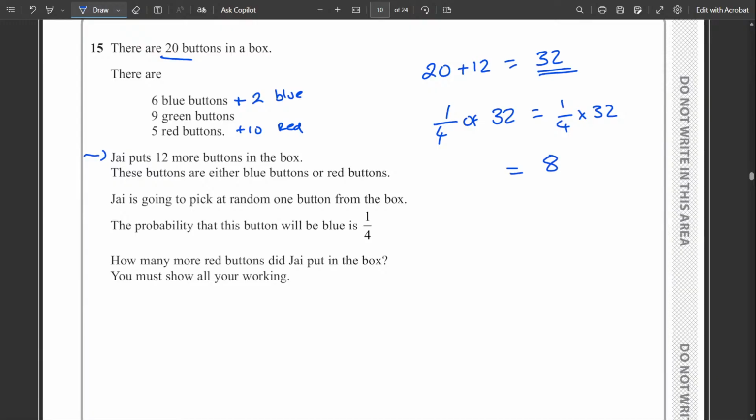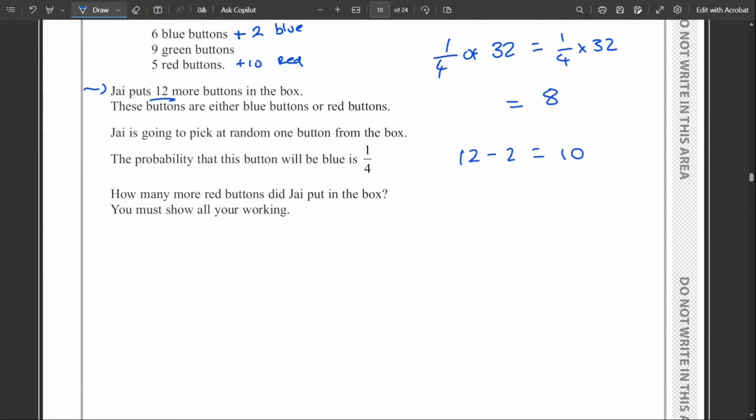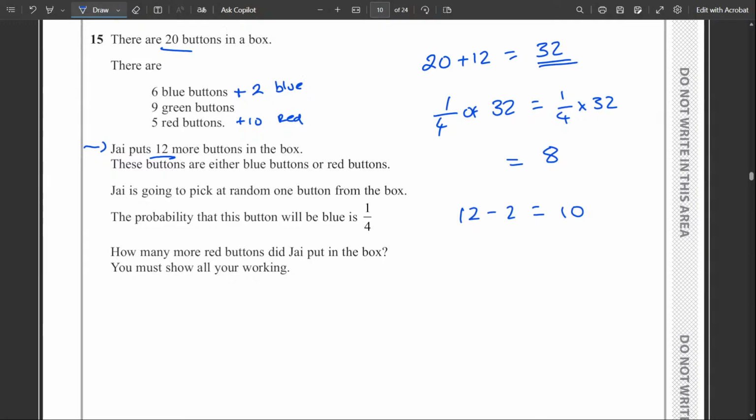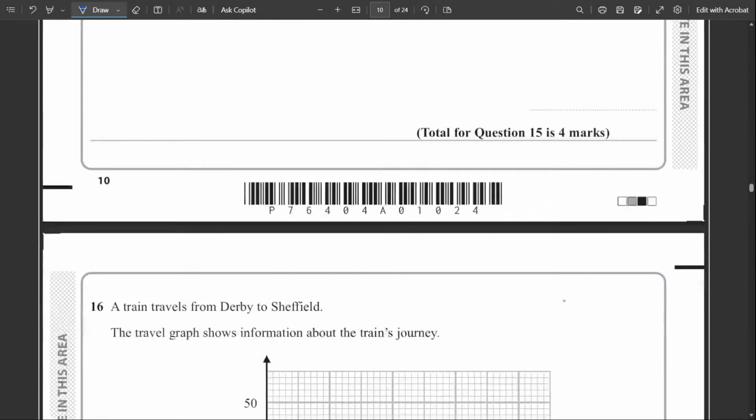Okay, so we had 6 buttons to start off with, and if we have 8 buttons after you add 12 more buttons, that means we added 2 blue. And if we add 12 buttons, take that 2 away from 12, that gives you 10. So we know that 10 buttons added onto it has to be red. Okay, and this is 4 marks. And again, you wouldn't get there unless you make a start with something you already know. So it's always important to make a start, and then it generally follows through what the answer is going to be.